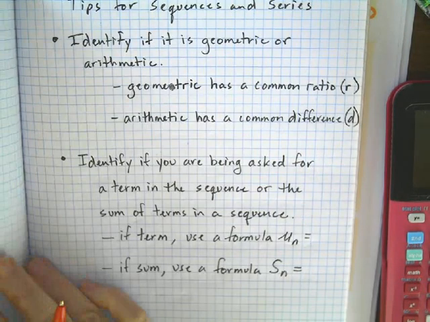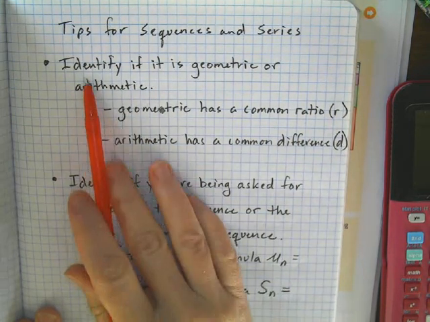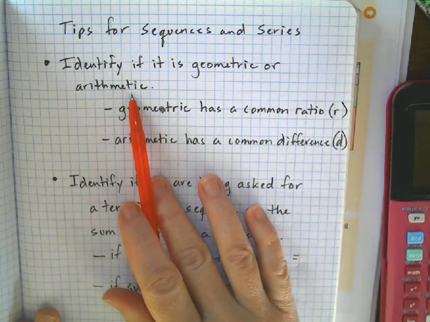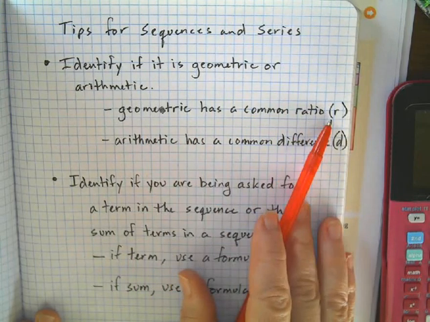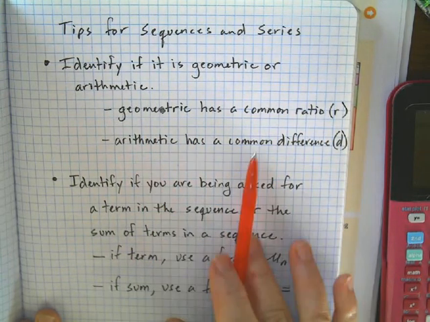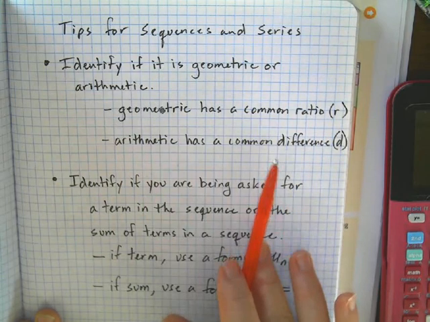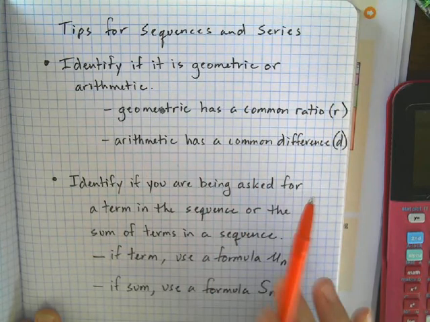When you're working with sequences and series, first you want to make sure you identify if you're working with a geometric or an arithmetic sequence. Geometric has a common ratio. You're multiplying by the same number each time. Arithmetic has a common difference. You're adding or subtracting the same amount each time. Super important, make sure that you confirm which one, because that's going to decide which formulas you're going to use.